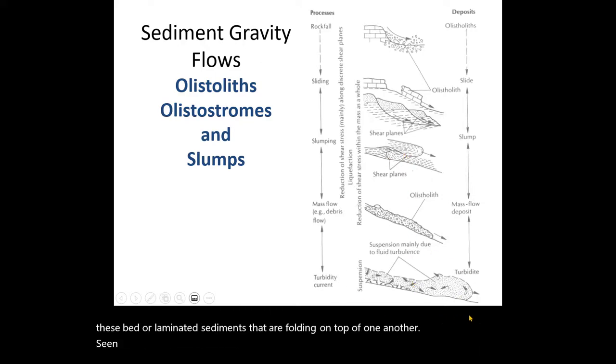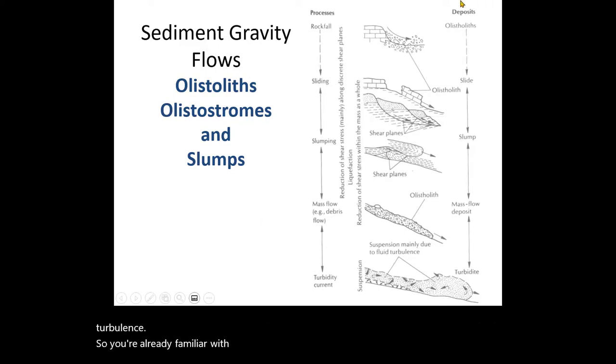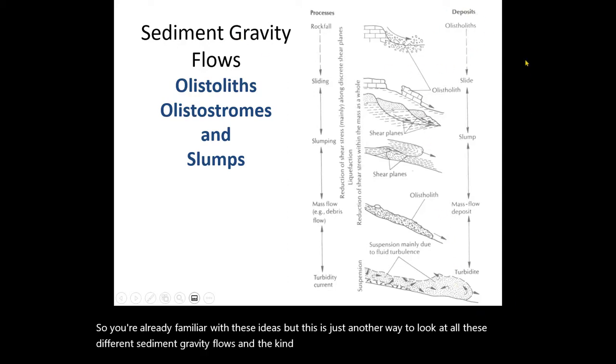And then we have our turbidity currents, where suspension is mostly due to the fluid turbulence. So you're already familiar with these ideas, but this is just another way to look at all of these different sediment gravity flows and the kind of deposits that they form at the end.